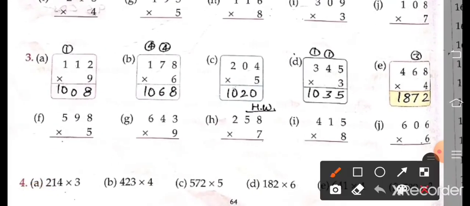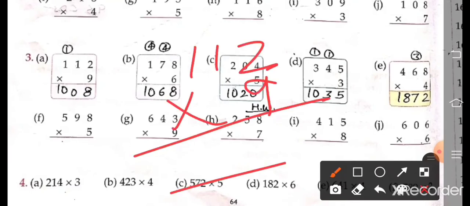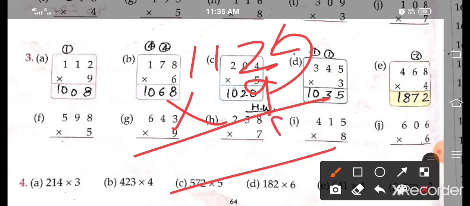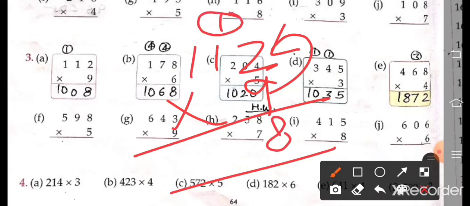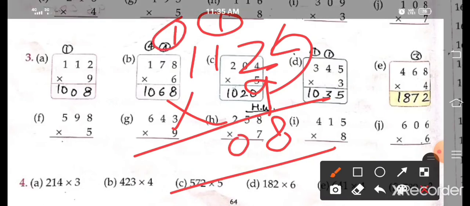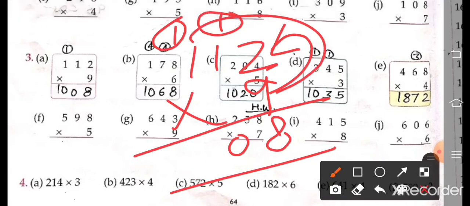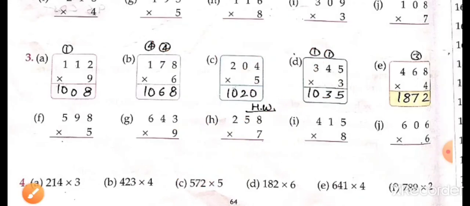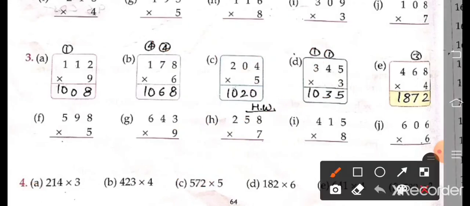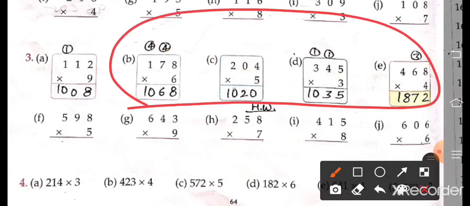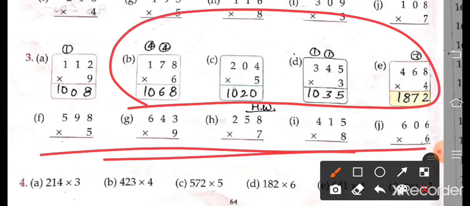Now question number 3, A part: 112 multiply 9. 9 twos are 18, 8 here, carry 1. Now 9 ones are 9, and add carry 1, 10. So 0 here and carry 1 again. Now 9 ones are 9 again, and add carry 1, so 10. So 1008 is the answer. Okay, so like this you have to do these sums, and these are in your homework.